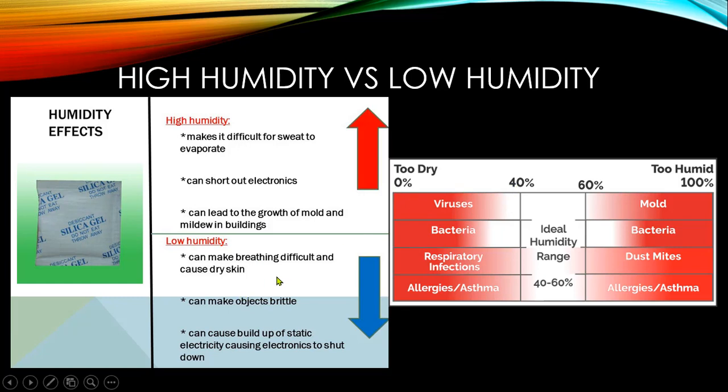Too low of a humidity, where the air is very dry, is between 0 to 40%. The air actually feels thin and it can cause nosebleeds. Low humidity can cause difficulty in breathing, and it can cause dry skin. It can make objects brittle, and it can cause a buildup of static electricity, causing electronics to shut down. Too dry, which is 0 to 40%, can result in viruses and bacteria growth, respiratory infections, and yes, it can still affect your allergies and asthma.